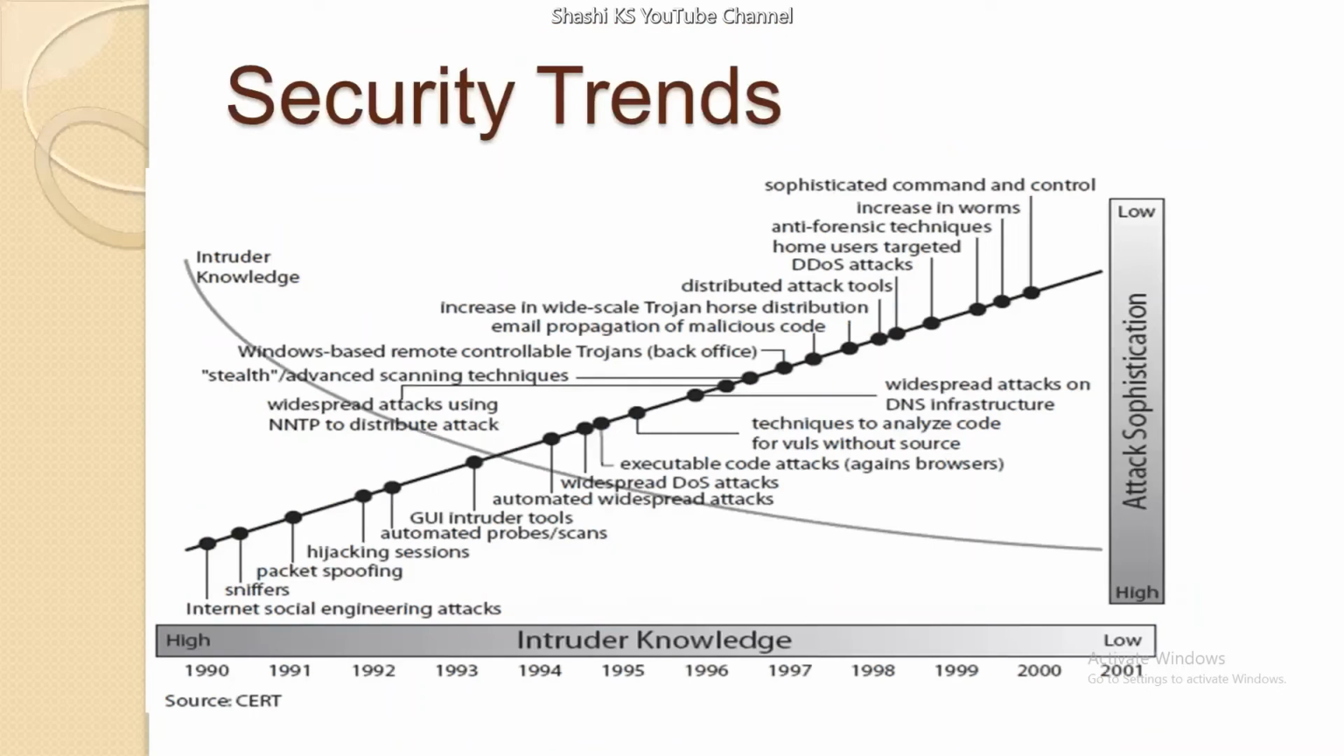So this shows the security trends over the past 10 years, from 1990 to 2001. From this figure, you can understand that the sophistication of the attacks has become higher and higher over the past 20 years. And similarly, the kind of knowledge and the amount of skill required to perform these attacks has been reduced over the past 20 years.